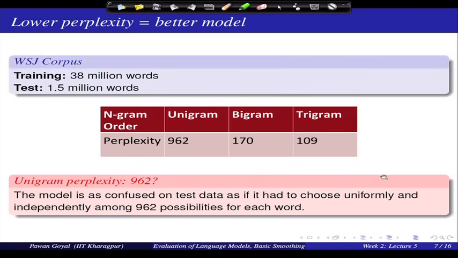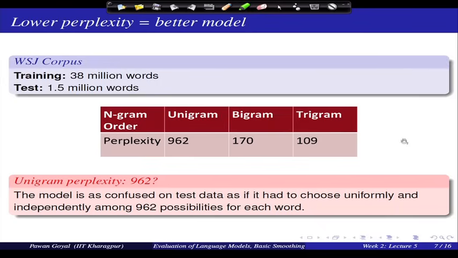Okay, so that's what we were saying. Unigram perplexity of 962 means the model is as confused on the test data as if it has to choose uniformly and independently among 962 different possibilities for each word. And that you can also relate with your previous example, because every time it had to choose among 10 different possibilities for each digit, because it's giving a probability of 1 by 10 to each digit. So now you understand what the perplexity means.